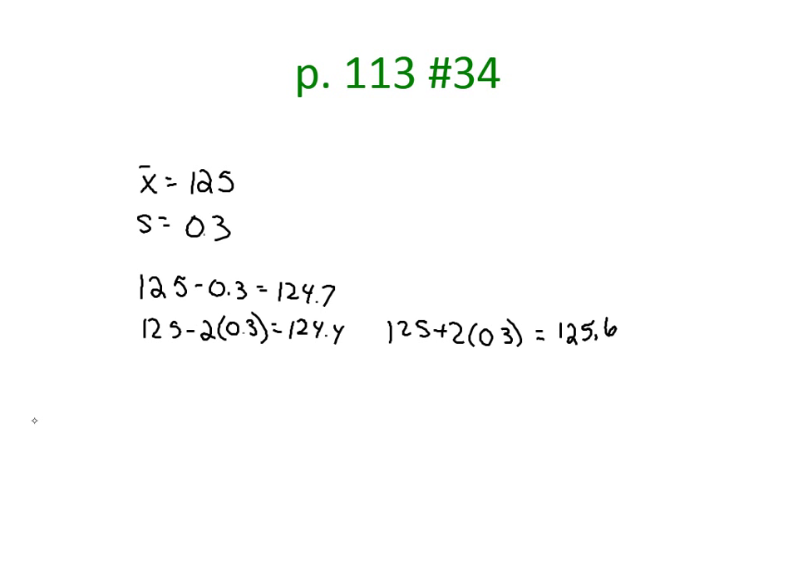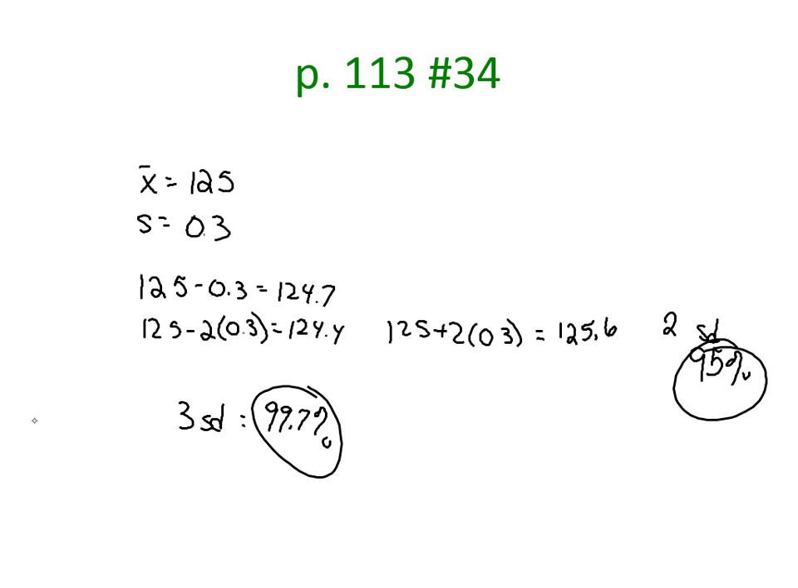This is telling me I need to be 2 standard deviations away. If I'm 2 standard deviations away, what percent captures that? 95% of the values are within 2 standard deviations. So we've got 95% of the values in that first part. Now if we go to part C, where we're at 124.1 and 125.9, how many standard deviations are we away now? Okay, we're at 3 standard deviations, which is your 99.7. Questions on doing that?